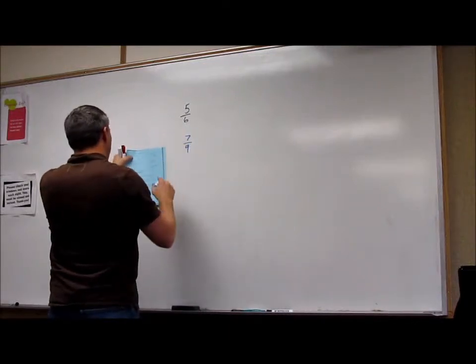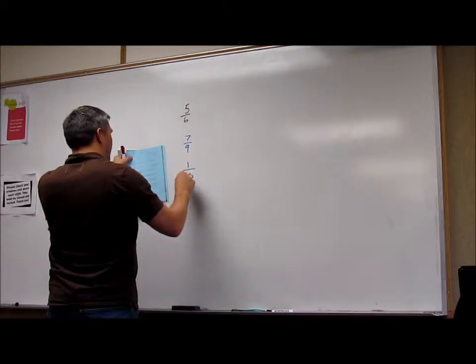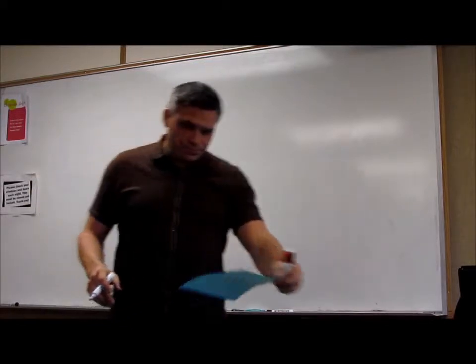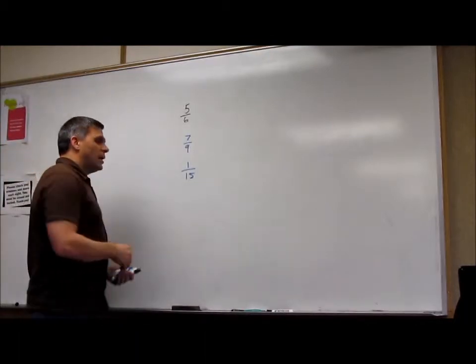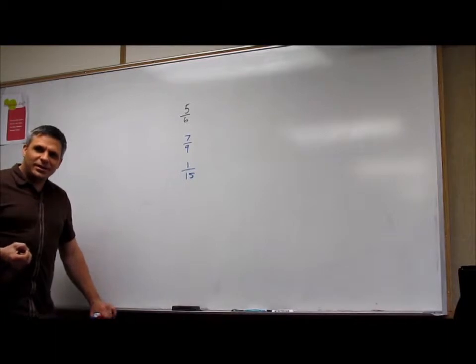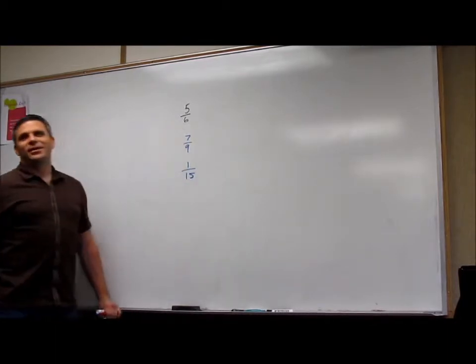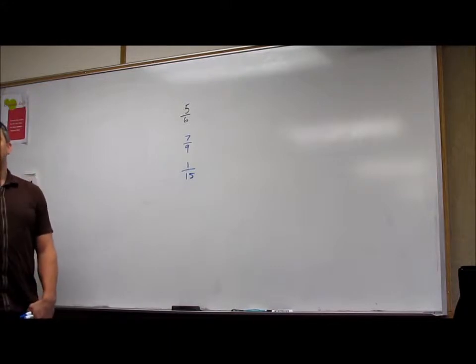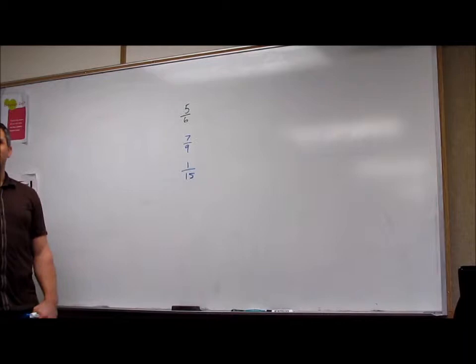7/9 plus 1/15. Okay? So, here's the thing. I need a number that all these numbers go into. Wait a minute. We've been doing 2 numbers. Now they throw us 3 numbers.